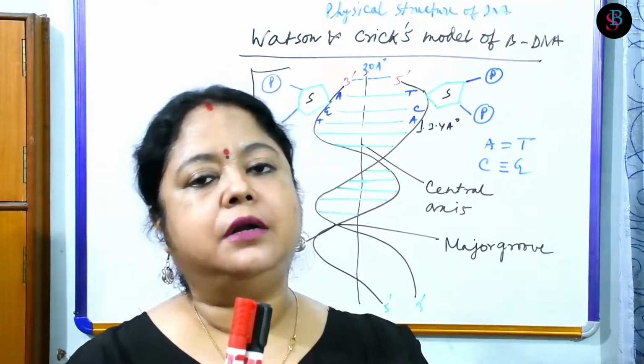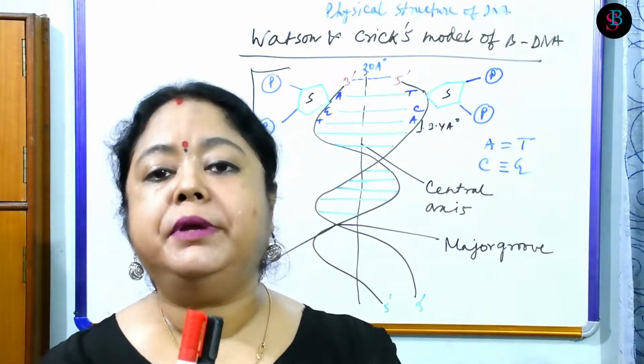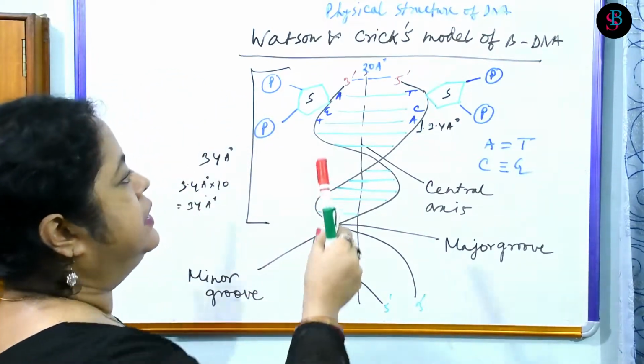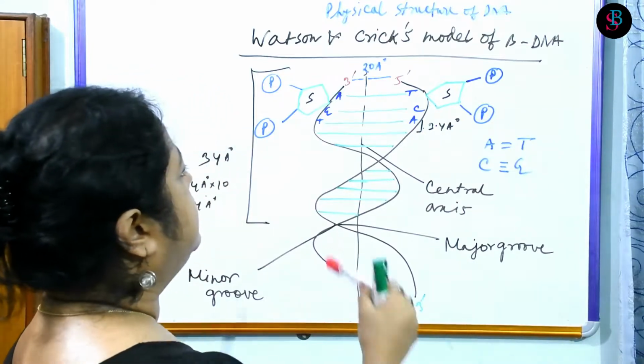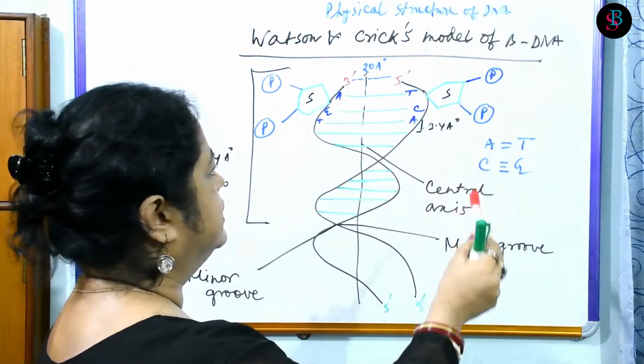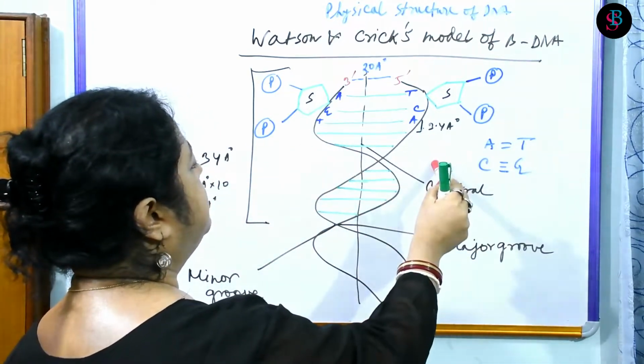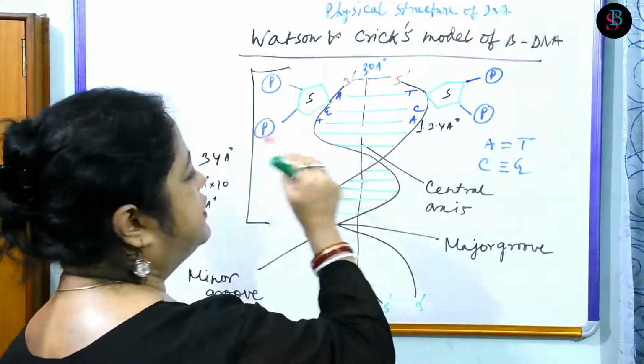As adenine can't pair with adenine, adenine can pair with thymine only. So in this manner it will go on. That's why one chain is complementary to the other. Suppose this is one polynucleotide chain, this one is complementary to this.